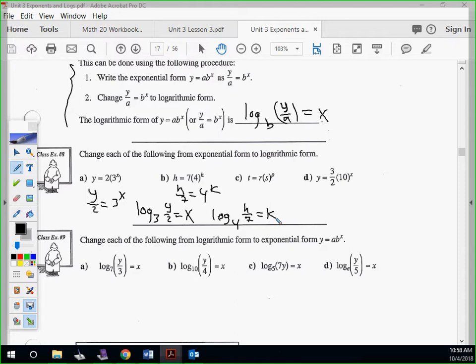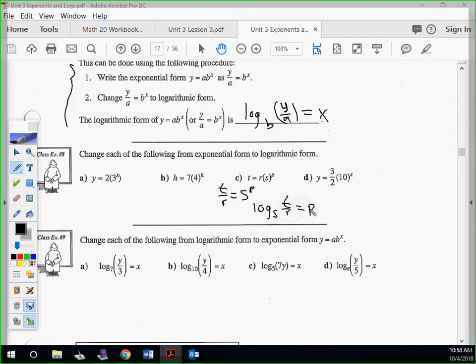This is all letters, just to make sure you know what you're doing. Let's go ahead and erase these two. Everybody have those? Good? Okay, so this one, just making sure you have the form. So it's going to be t over r equals s to the p. So log base s of t over r equals p.